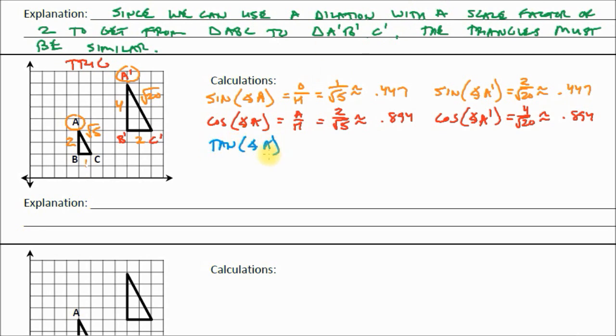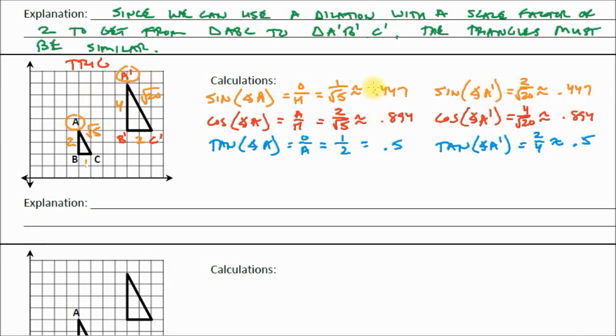Tangent of angle A is equal to opposite over adjacent, which is equal to 1 over 2, and that is equal to 0.5. Tangent of angle A prime is equal to 2 over 4, which is approximately 0.5. So now you've just checked all of your trig ratios, and you found that all three trig ratios for angle A are identical to the trig ratios for angle A prime.